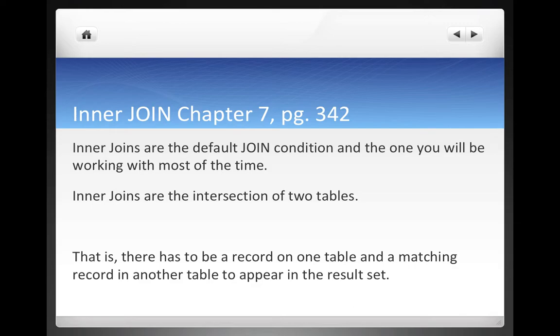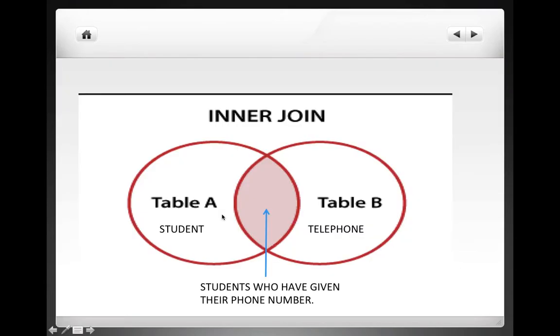Inner joins are really the intersection of two tables, two or more tables. That is, there has to be a record in one table and a matching record in another table to appear in the result set. So you're really looking for the intersection of two tables to appear in the result set. And I have a Venn diagram, and the Venn diagrams, of course, are named after the English mathematician John Venn. And his contribution to SQL is much better than the Cartesian join.